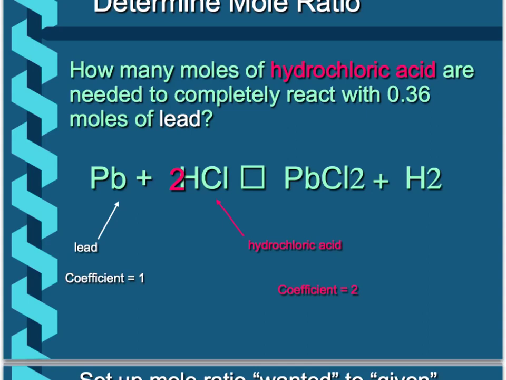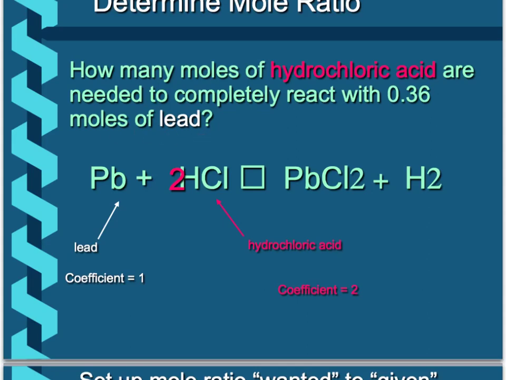The next step to do is to determine the mole ratio. And so hopefully you're going to do this tomorrow or you've already done it, the mole ratio packet, so you should be well familiar with mole ratios by the time you start making these calculations. So the second part of that question was asking how many moles of hydrochloric acid are needed to completely react with 0.36 moles of lead.